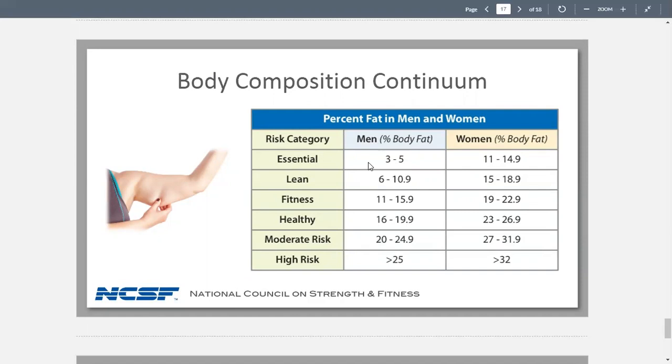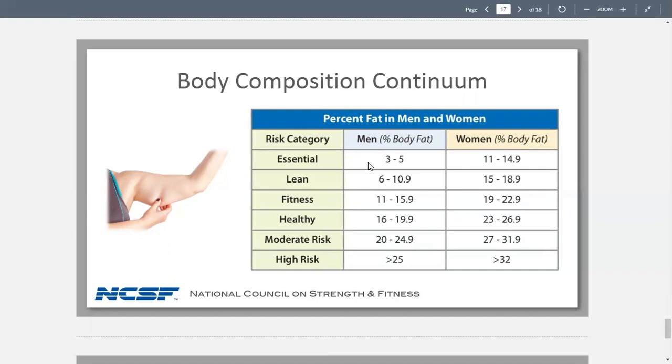And then for fitness, 11 to 15.9 for men, and 19 to 22.9 for women. And that's probably where I'm at. I'm at the fitness zone. I think that's pretty healthy, and it's very easy to maintain, and you don't get stressed. When you're in that lean phase, you tend to get more irritable, stressed, anxious, worried. You concentrate too much on the self, and you can kind of get ahead of yourself, and it becomes a little bit too mental. So I like the fitness and healthy ranges.